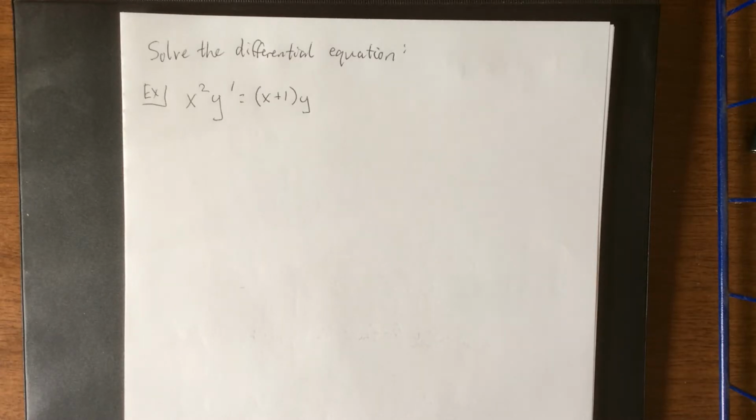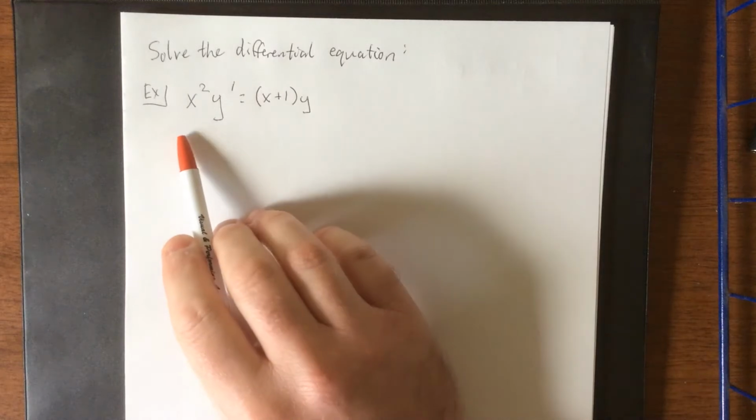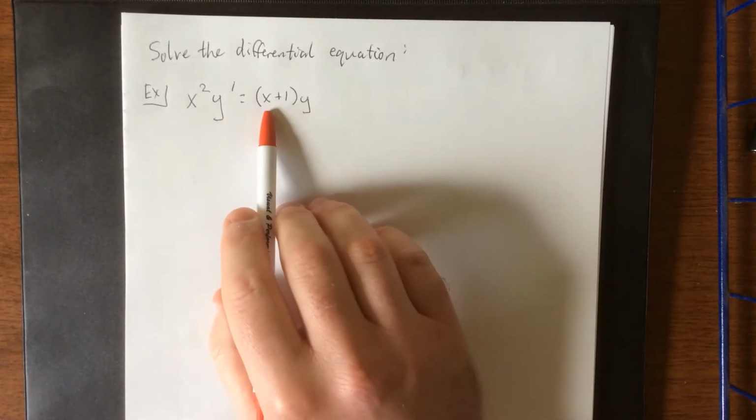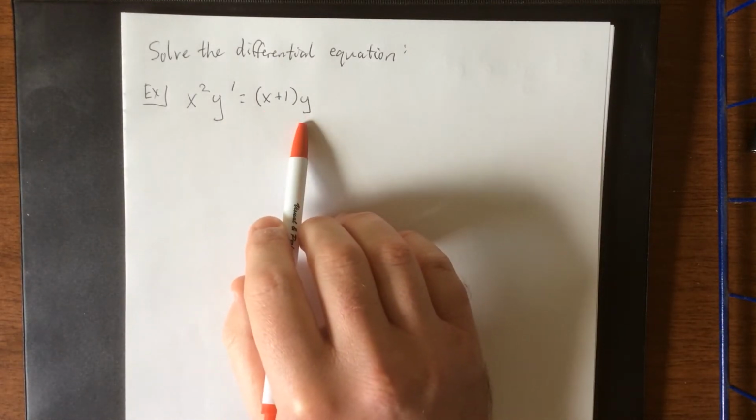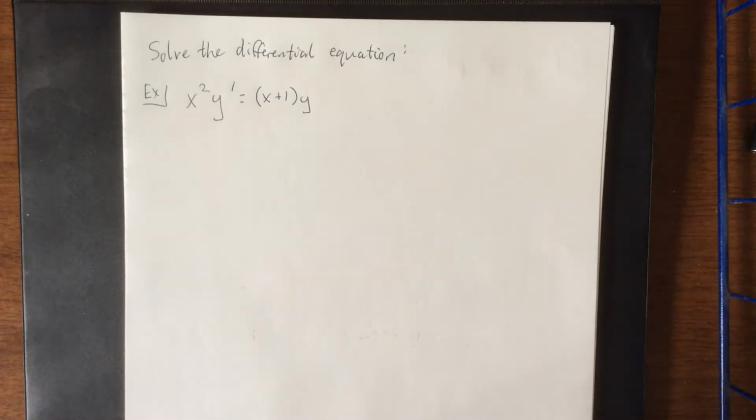Now that we've talked about how to do the technique of separation of variables, let's actually apply it to a couple problems. We're going to start by solving the differential equation x squared times y prime is equal to x plus 1 times y. So first couple things that I'd like to do here.